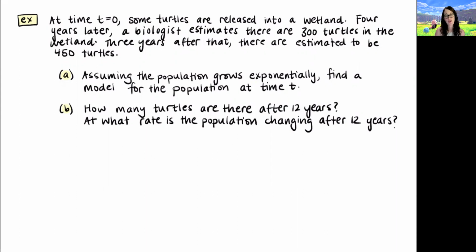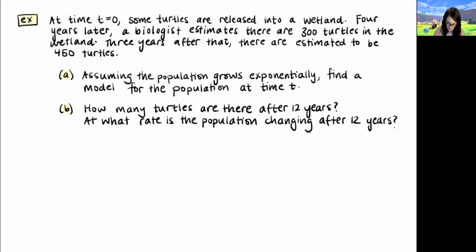So in part A, you said assuming the population grows exponentially, at least in the short term, it will be exponential, but we know that this will be logistic because population growth can't be infinite. But assuming it grows exponentially, let's find a model for the population at time t. And then in part B, we're going to use that model to see how many turtles there would be after 12 years, and then at what rate the population is changing after 12 years.